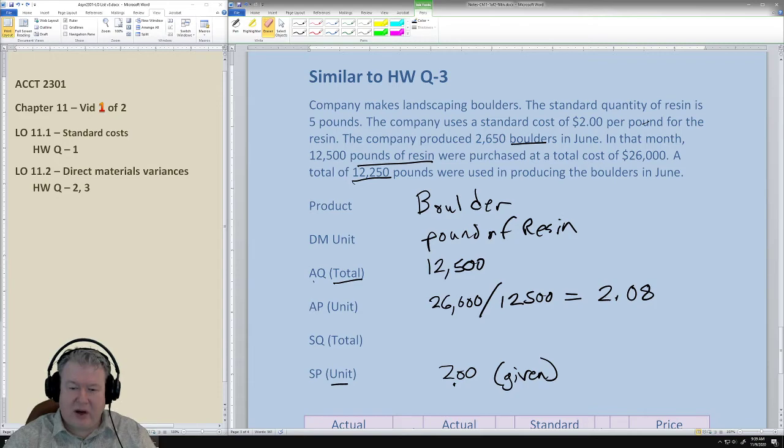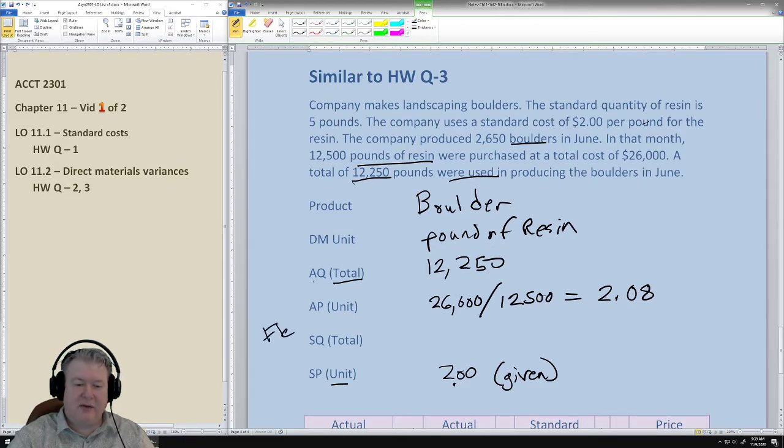Just going through here. So here, this 12,500 is used to figure out the cost. What we're looking at here is the usage. It's a very similar number, I see. 12,250 were used. But the price is 26,000 divided by 12,500. Yep, that's right. So the standard quantity, well, remember, this is our flexible budget idea.